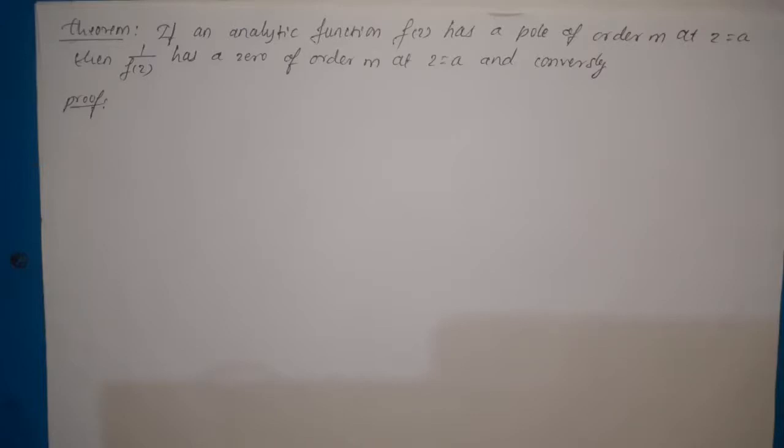So therefore here, if f of z has a pole of order m at z equal to a, then reciprocal of that means the numerator becomes the denominator and the denominator becomes the numerator. It means that the same z equal to a will become the 0 of the function, and conversely, if 1 by f of z has a pole of order m at z equal to a, then f of z has a 0 of order m. So the pole of f of z becomes the 0 of 1 by f of z, and the pole of 1 by f of z becomes the 0 of f of z.